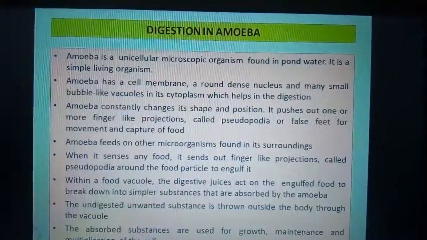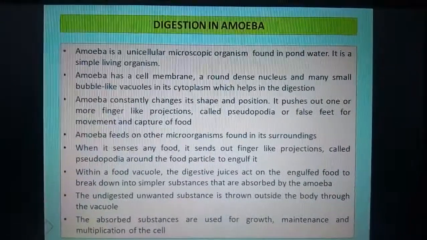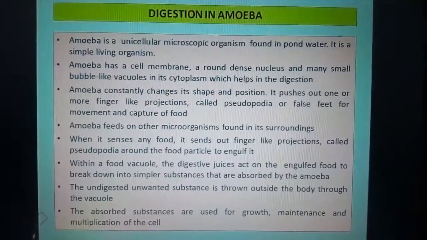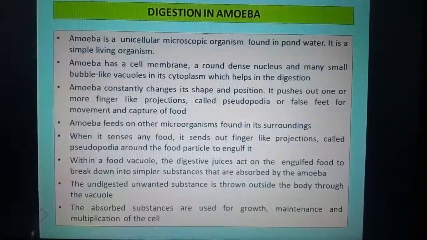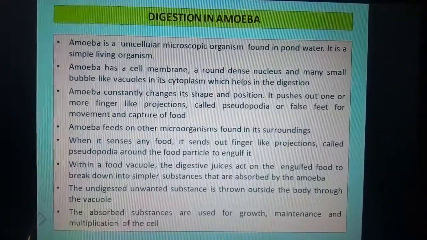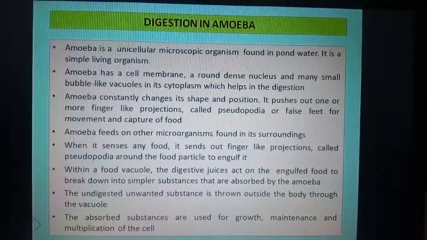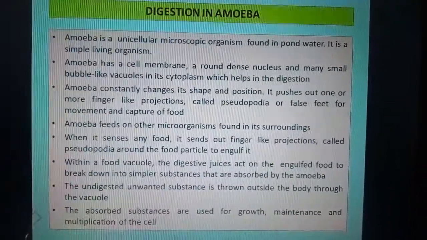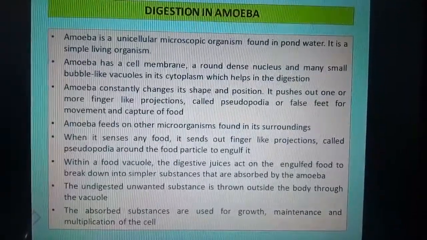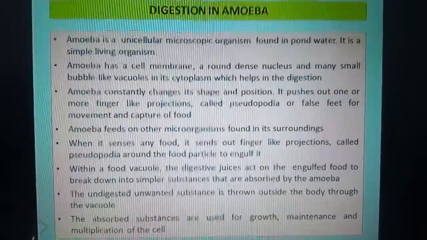So children, let's begin with digestion in amoeba. Amoeba is a unicellular microscopic organism found in pond water. It is a simple living organism. Amoeba has a cell membrane, a round dense nucleus, and many small bubble-like vacuoles in its cytoplasm which help in digestion. Amoeba constantly changes its shape and position.